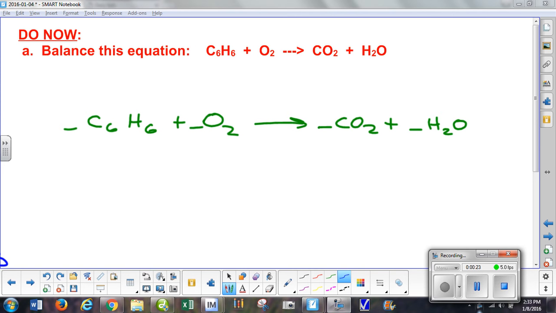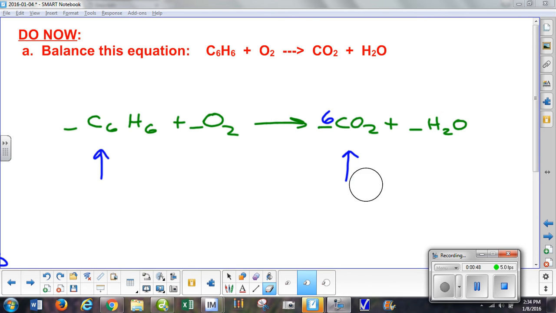So I'm looking first of all at the carbons. I look at the carbon and I see that it has a subscript of 6, and I go over to the right side of the equation and I see that there's carbon in carbon dioxide. So if I put a 6 as a coefficient, that balances my carbons on both sides of the equation.